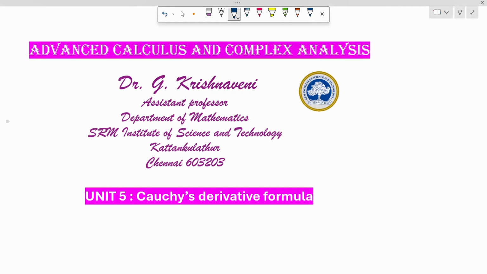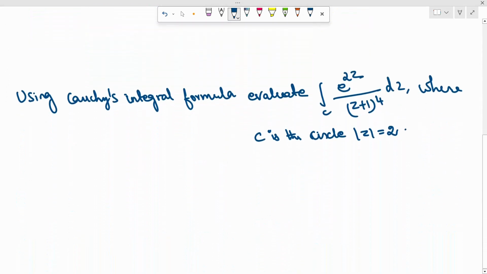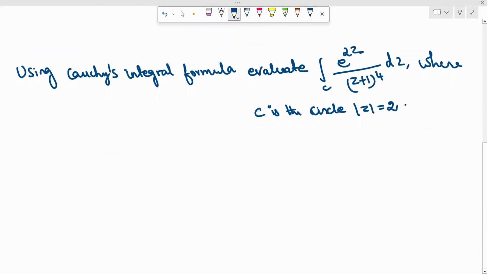In this video, we are going to discuss few problems on Cauchy's derivative formula. First problem is, using Cauchy's integral formula, evaluate the integral over c of e to the power 2z by (z plus 1) whole power 4 dz, where c is the circle, modulus of z is equal to 2.